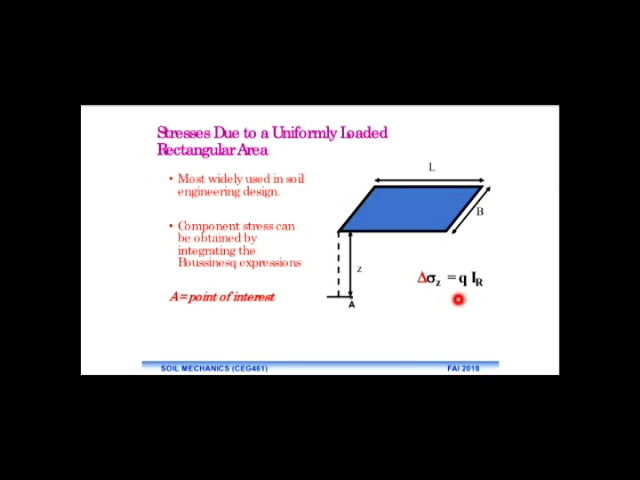Q is the load from the foundation in kilopascal or kilonewton per meter squared, and IR you get either from the table, or Newmark's chart, or Fadum's chart. So it's up to you, or it depends on the question given to you.